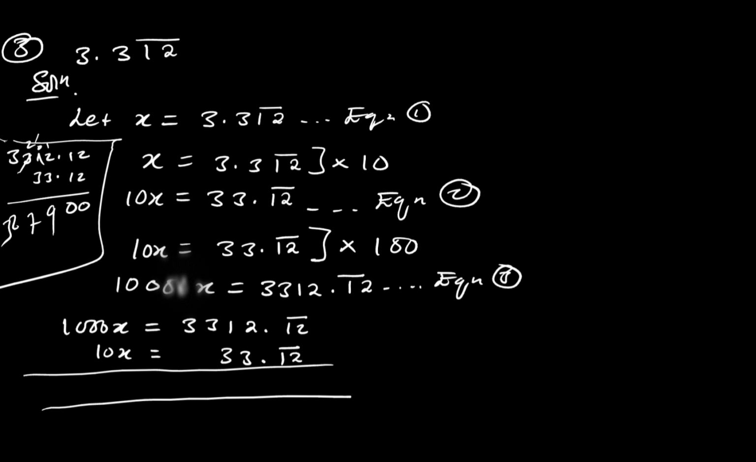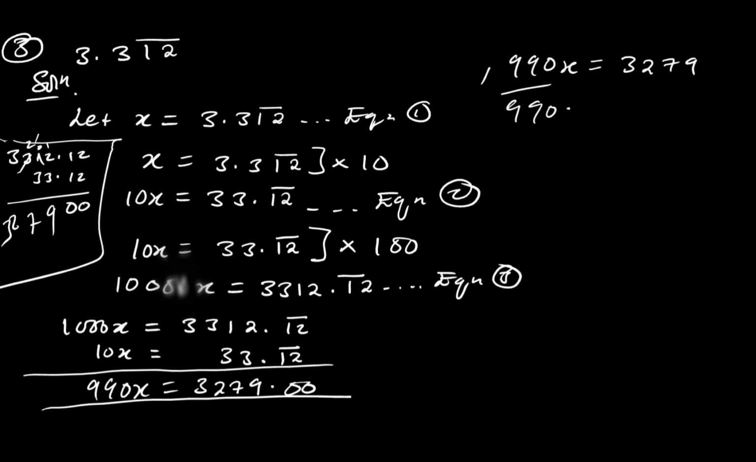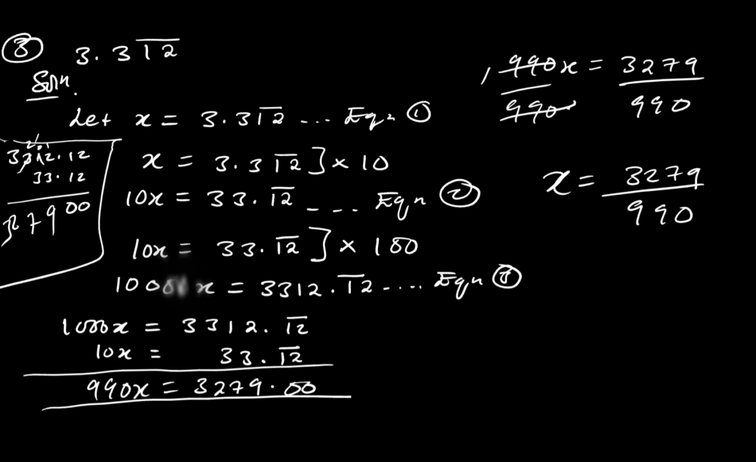So this will give us 990x being equal to 3279.00. So we're having 990x being equal to 3279. Solving for x, we have to divide by 990, even this side 990. Therefore, x will give us 3279 over 990. And this will be our answer.